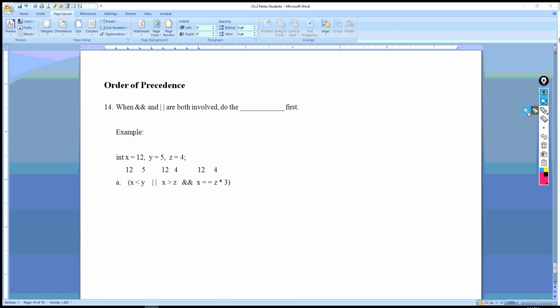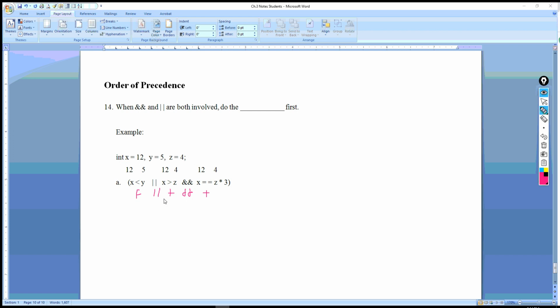All right, so let's take a look at this. Basically what happens here is you want to take care of these Boolean expressions first. 12 is less than 5, and that would be evaluated to be false. Or 12 is greater than 4, which is true. And then 12 is equal to 12, that's true. And then you have my ampersands aren't good, but that's what we're going to have to do.